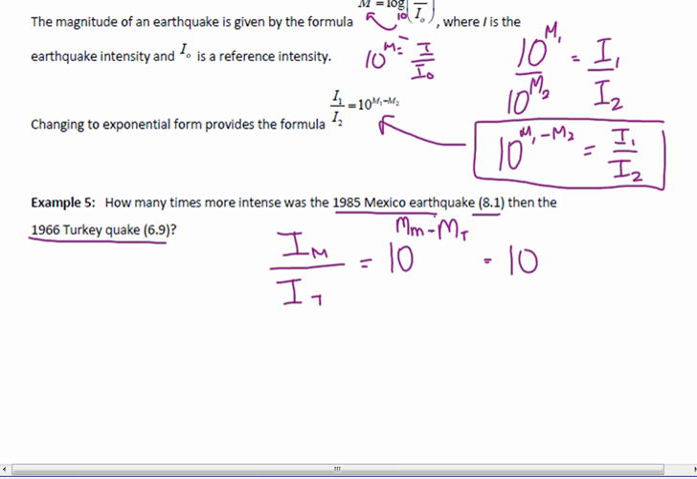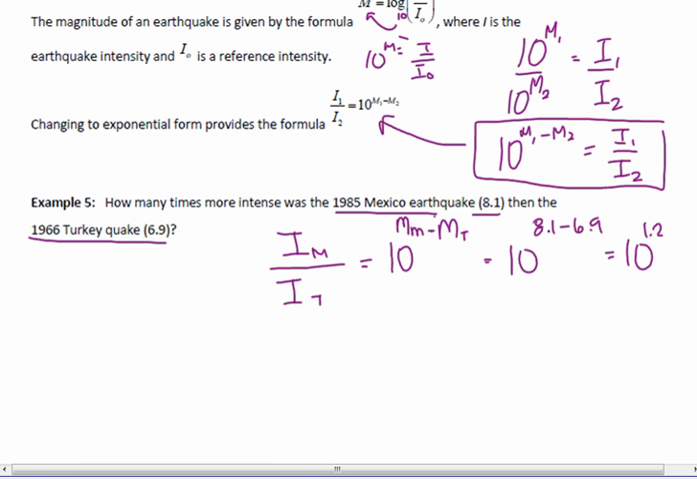Okay, so what's the magnitude of Mexico? 8.1 minus 6.9. So 10 to the power of, what's 8.1 minus 6.9? 1.2? So to get how many more times intense, their difference of their Richter scale quantities, we just raise that to the power of 10 to find how many more intense. So if it was a 3 to a 1, the difference is 2. That's why it's 100 times more intense, 10 to the power of 2.